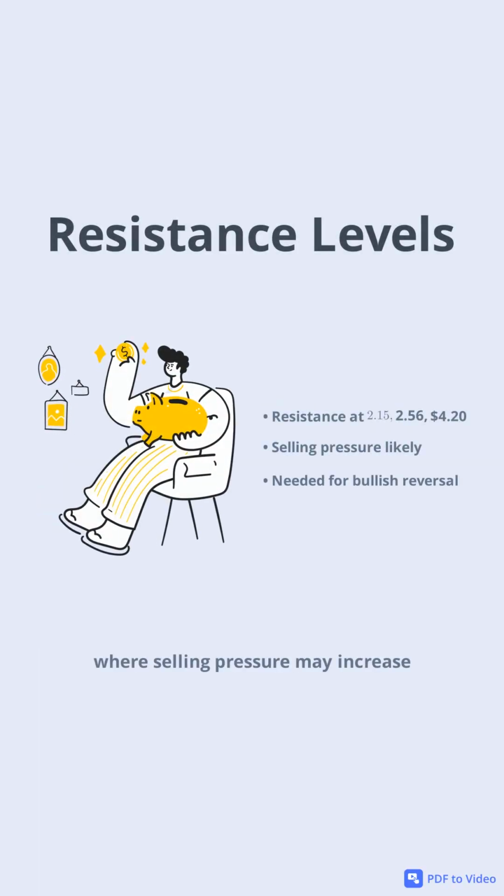For Plug, key resistance levels are at the 20-day SMA at $2.15, the 50-day SMA at $2.56, and the 52-week high of $4.20. Breaking above these levels would be necessary for a bullish reversal.